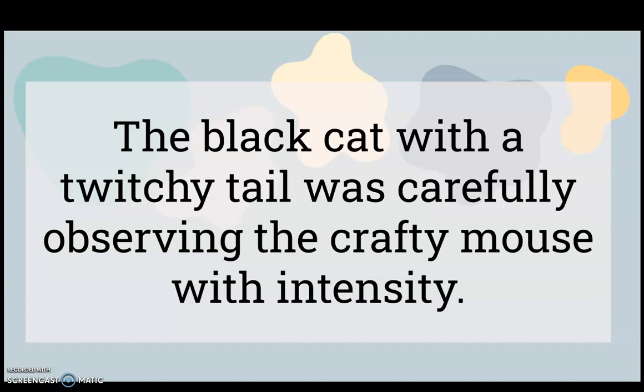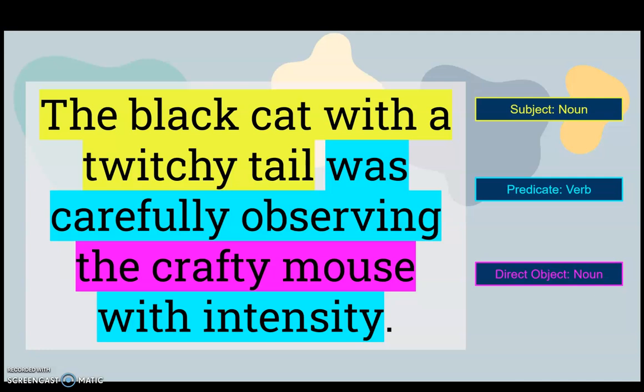We have this sentence: the black cat with the twitchy tail was carefully observing the crafty mouse with intensity. There are different ways that you can chunk out this sentence. The part in yellow, the black cat with the twitchy tail, all of those words create a phrase that is the subject of the sentence, the cat. The black, and then with a twitchy tail are both modifying cat. So this is a noun phrase.